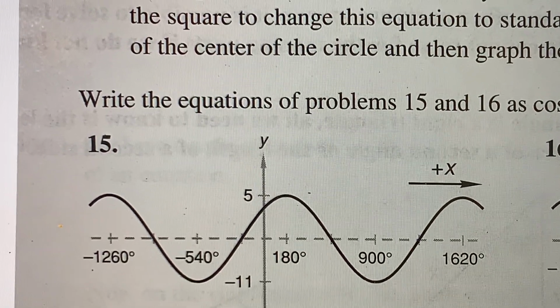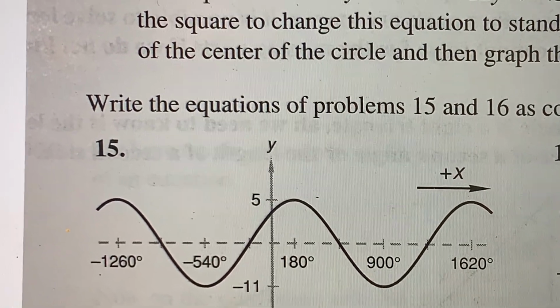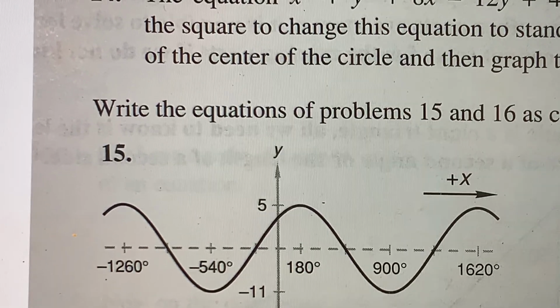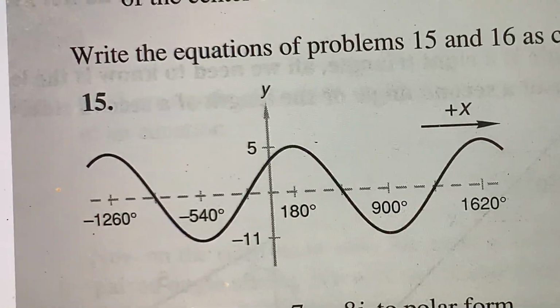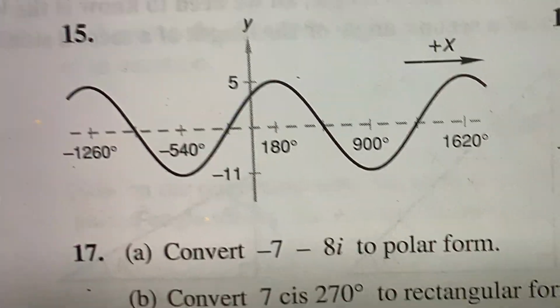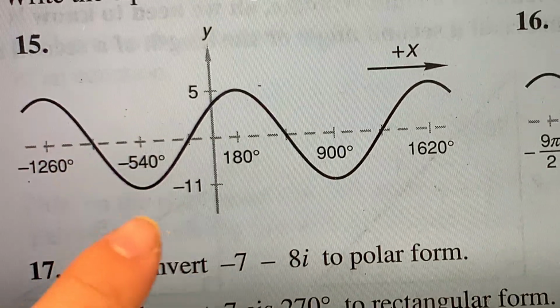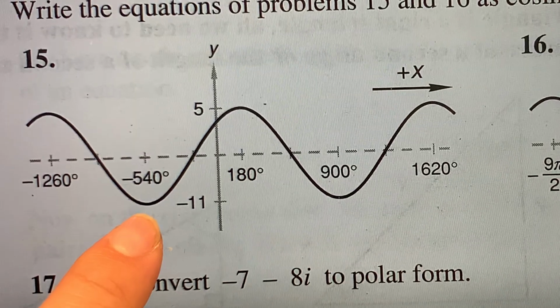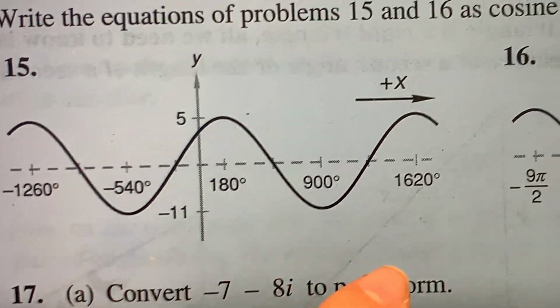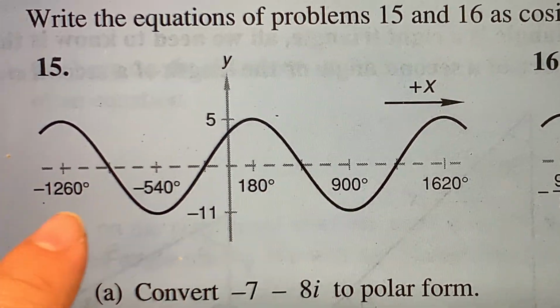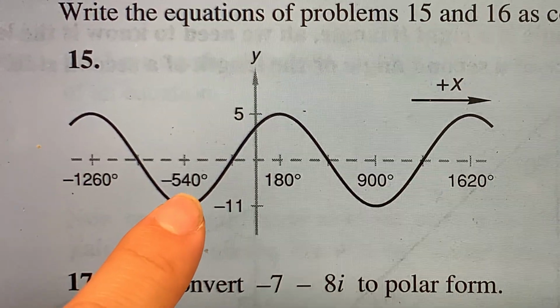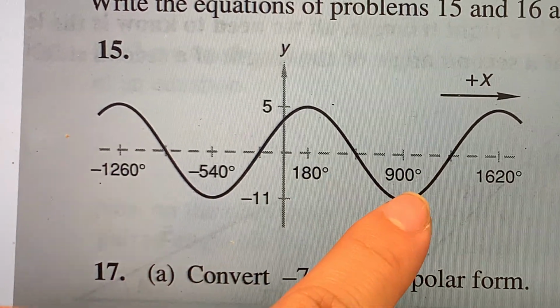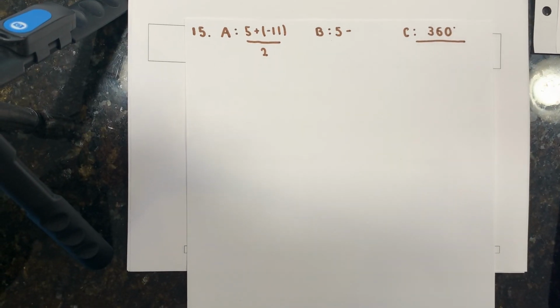So I'm going to say my period is going to be 360 divided by the length of the period. Now the length of the period is kind of tricky. So what I'm going to do is go to this, and I see that -40 is where it starts and it ends at 900. So the period length I'm going to calculate from 540 to 900. So now I'm going to go back to my paper.